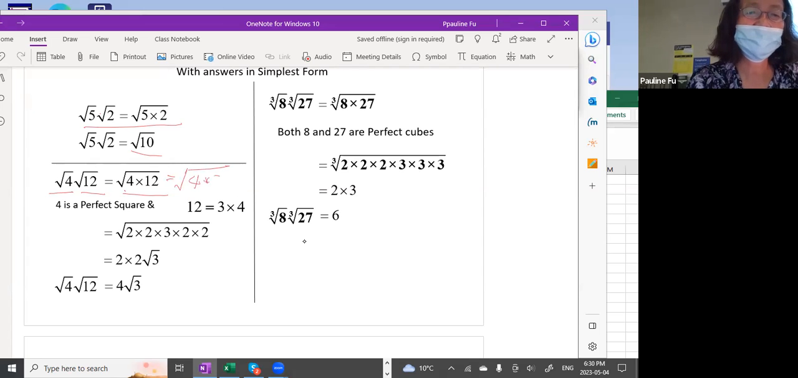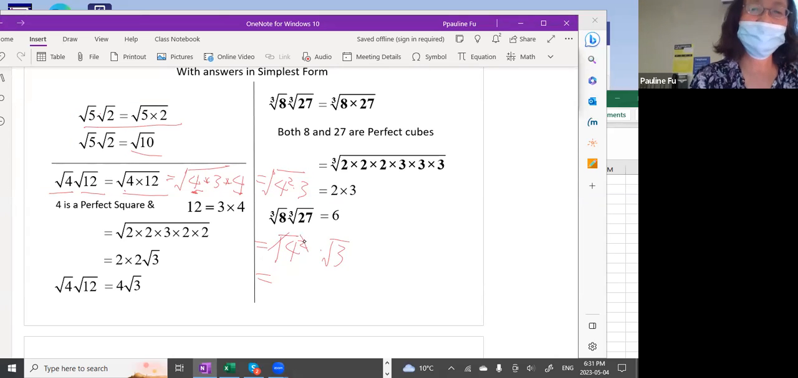12 is 3 times 4, right? Then I combine this 4 with this 4. So equal to 4 times 4 is 4 squared. Copy down the 3. And then continue, equal 4 squared, and if you have this square root cancelled out, so it is 4 square root of 3.